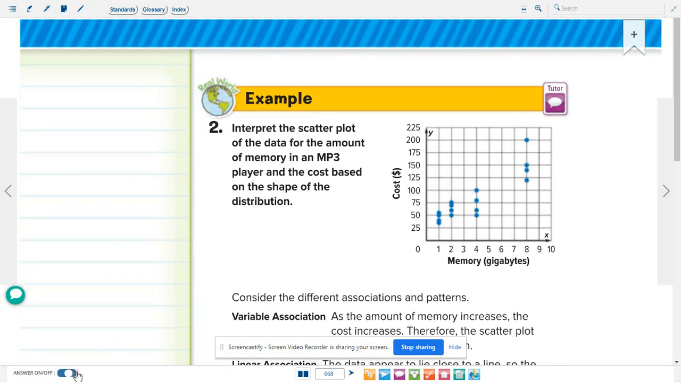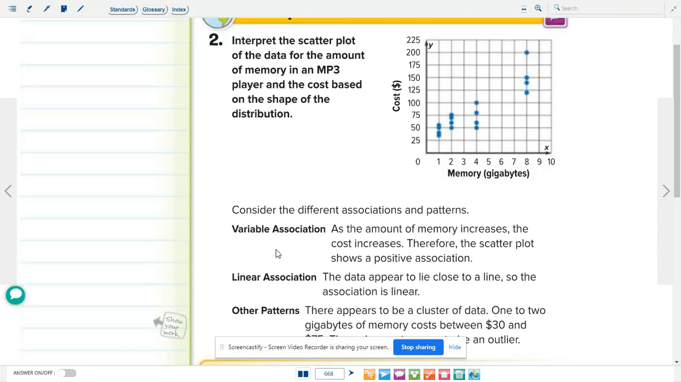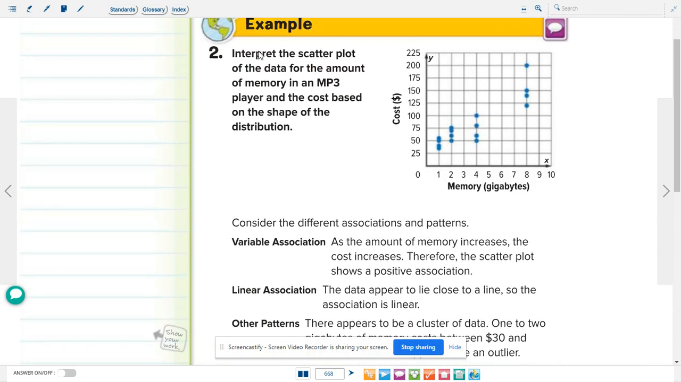So we're on example 2, and now we're on the part of the lesson where we're going to interpret. We're not going to actually build it, we're going to interpret it. So read these examples carefully and see what is expected of you when a question asks you to interpret a scatter plot. Interpret the scatter plot of the data for the amount of memory in an MP3 player. That used to be what we played music on. And the cost, based on the shape of the distribution.